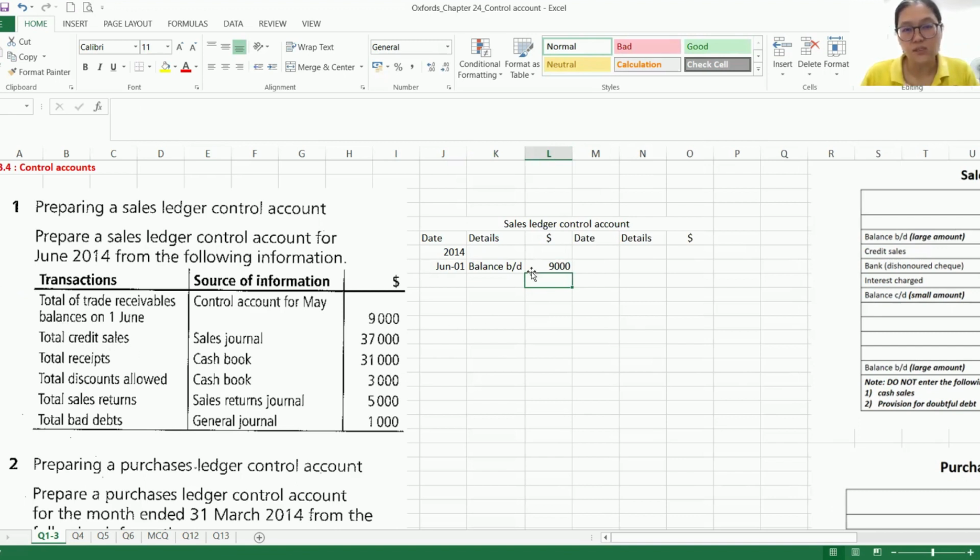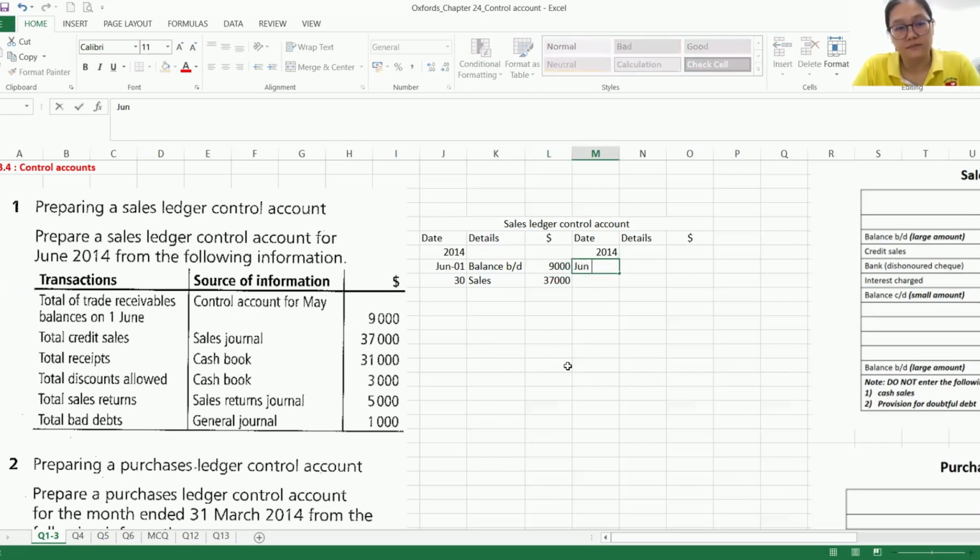Total credit sales. Because we are preparing a 1 month account, in here will be the last day of the month, June. So here is sales. You can put credit sales if you want, or just put sales, also fine. There is an amount, and on this side they have a receipt, which is the bank amount that was received. Because it's a big amount, we assume it goes to the bank. Which is the bank amount, and the amount is 31,000.